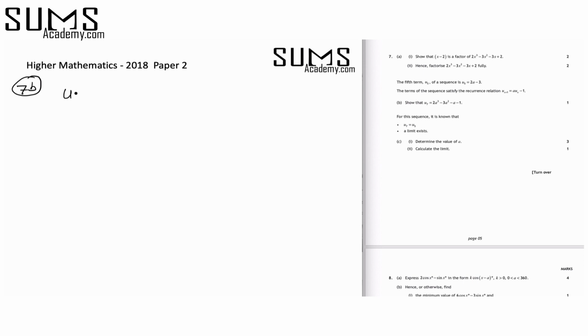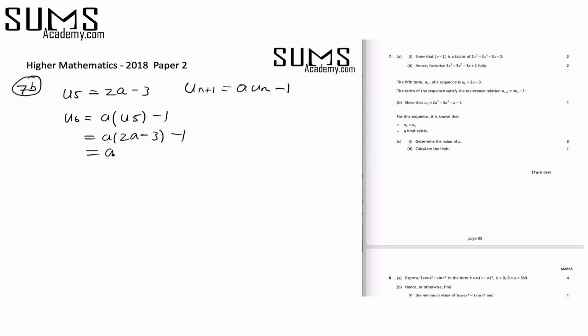So we're told u5 equals 2a minus 3, and we're also told that un plus 1 equals a un minus 1. So u6 is going to be a times u5 minus 1, which is the same as a times 2a minus 3, minus 1. You multiply this out, 2a squared minus 3a minus 1.